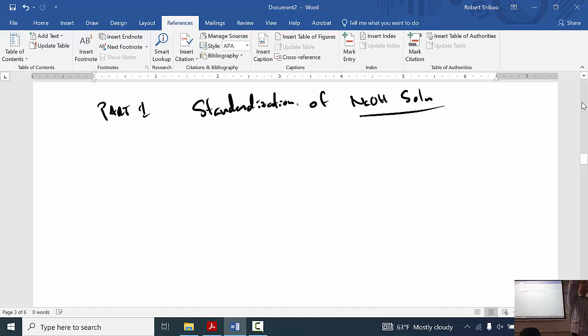So we took our primary standard and we made our secondary standard, the oxalic acid standard solution. Now we're going to take our oxalic acid standard solution and standardize the sodium hydroxide solution. And so we're going to do this here. First I'm going to clean out this pipette by rinsing it out with some water.